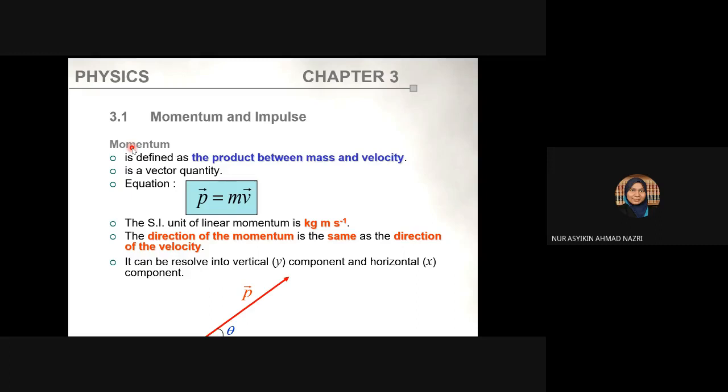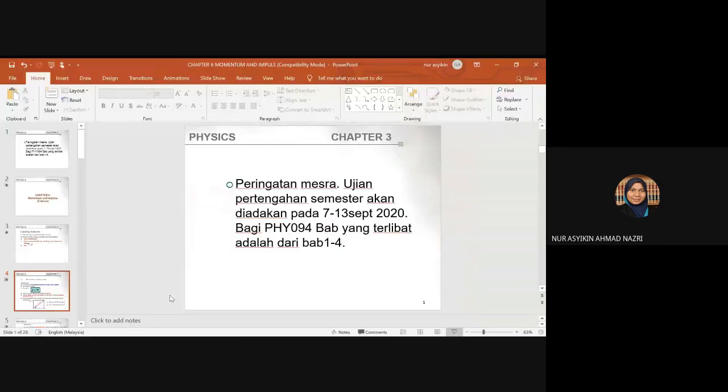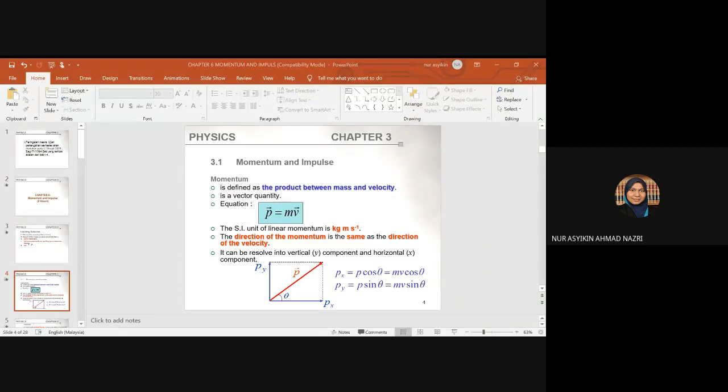Kenapa? Kejap ibu kelas. Kejap lah. Kejap ya. Kejap. Hai. Kejap, dia tak kacau.